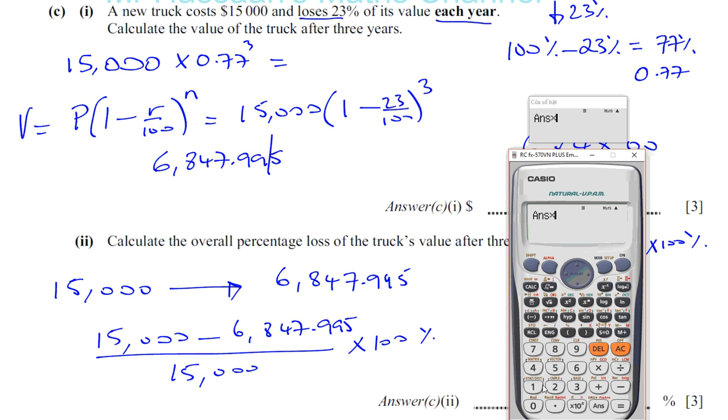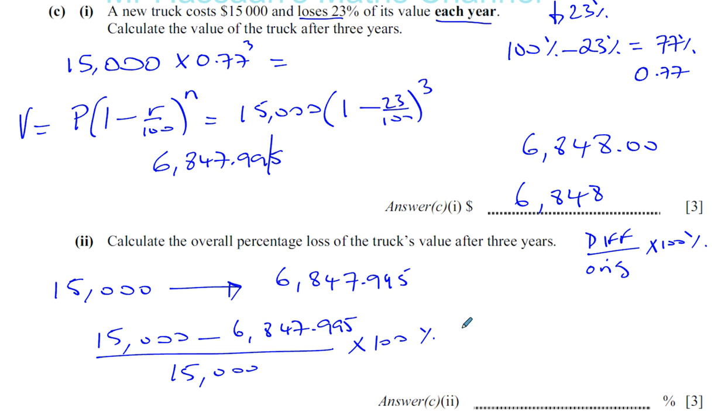That gives you, times 100, 54.3467. 54.3467, or it stops there actually. To 3 significant figures, 54.3%, and there we have this question answered.